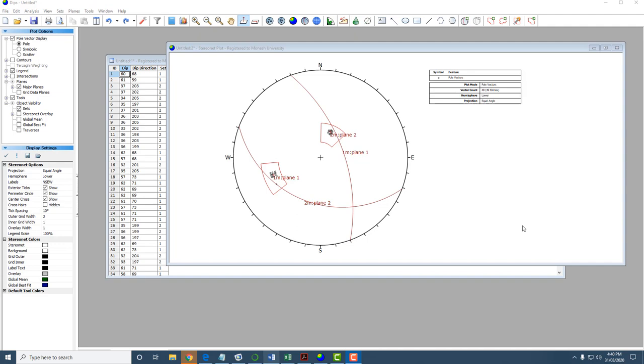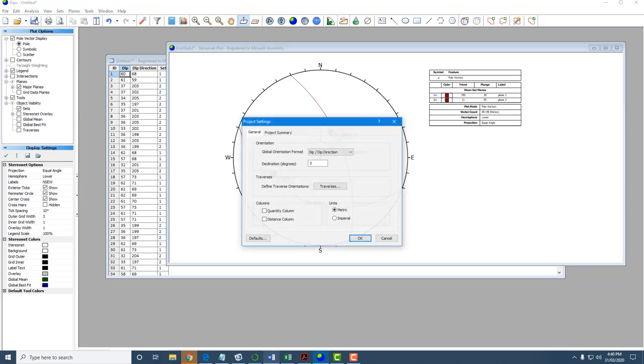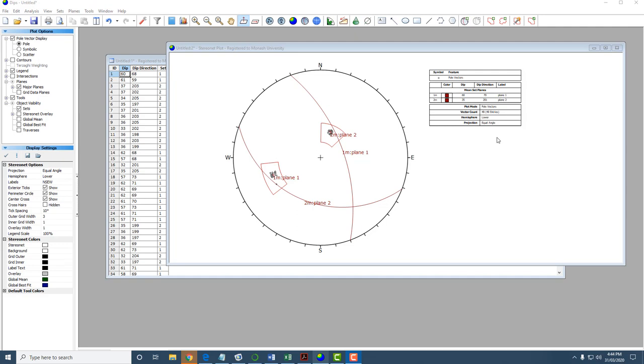Our next task is to find the mean dip and dip direction of our mean joint planes. To do this, we right click on our legend and select major planes from the list given. This will give you the trend and plunge of the poles corresponding to our major planes. Now, if you want to see the dip and dip direction, you will have to go to Analysis, Project Settings, and make sure that dip and dip direction is selected and say OK. So now we have our dip and dip direction for our mean joint planes. So for plane 1, given by this great circle, our mean dip and dip direction is 60 and 70 respectively. And for plane 2, given by this great circle, our dip and dip direction are 35 and 201 respectively.